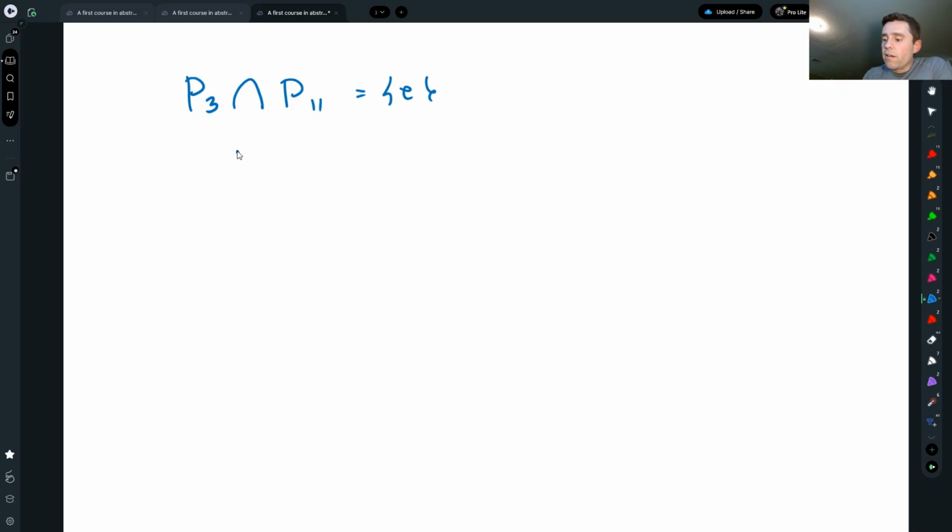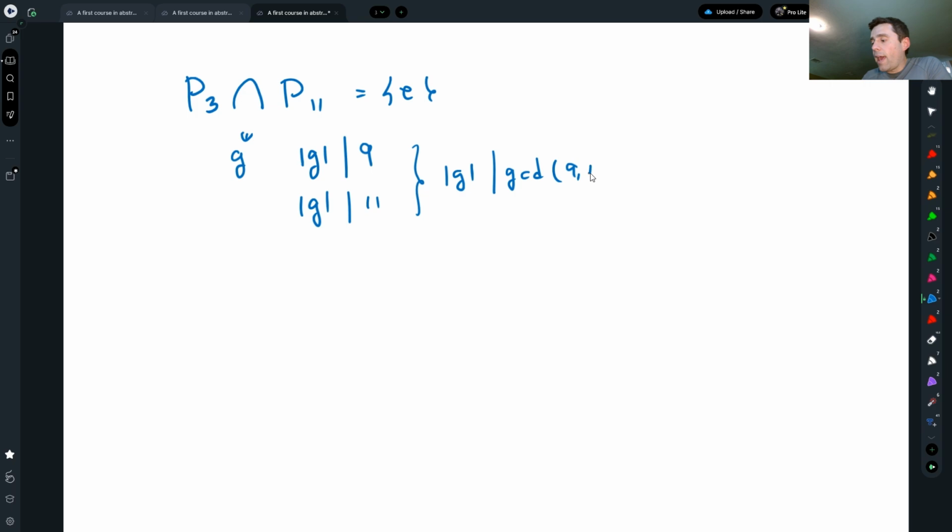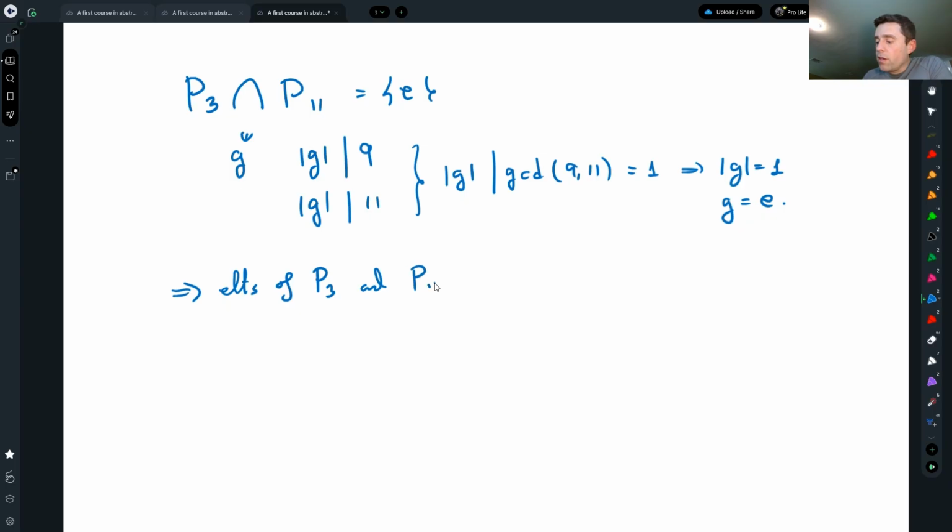because for something in that intersection, the order of the element would divide the size of P3, which is 9, and the order of the element would divide 11. So the order of the element divides the GCD of 9 and 11, which is 1, and therefore the element is 1, meaning that it is the identity. So their intersection is trivial, and therefore by my theorem with my favorite proof, we have that the elements of P3 and P11 commute.